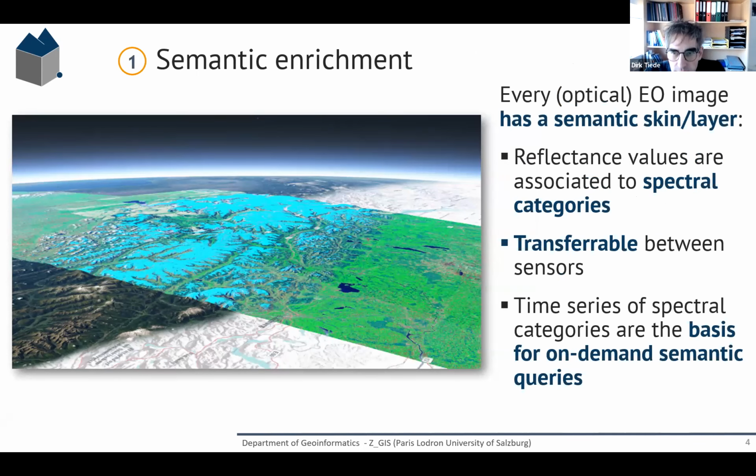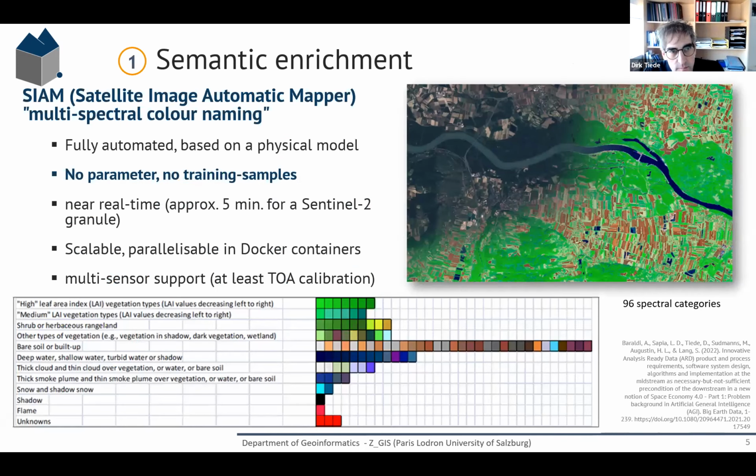What do we mean by semantic enrichment? That could be basically anything, but it should be a categorical value. In our case, it's a spectral category. We use for that a tool called Satellite Image Automated Mapper, programmed by our colleague Andrea Baraldi. But in principle, you could also use whatever. If there's once a nicely developed deep learning model for enriching or categorizing Sentinel-2 data, that could be used as well. At the moment, we use this one.